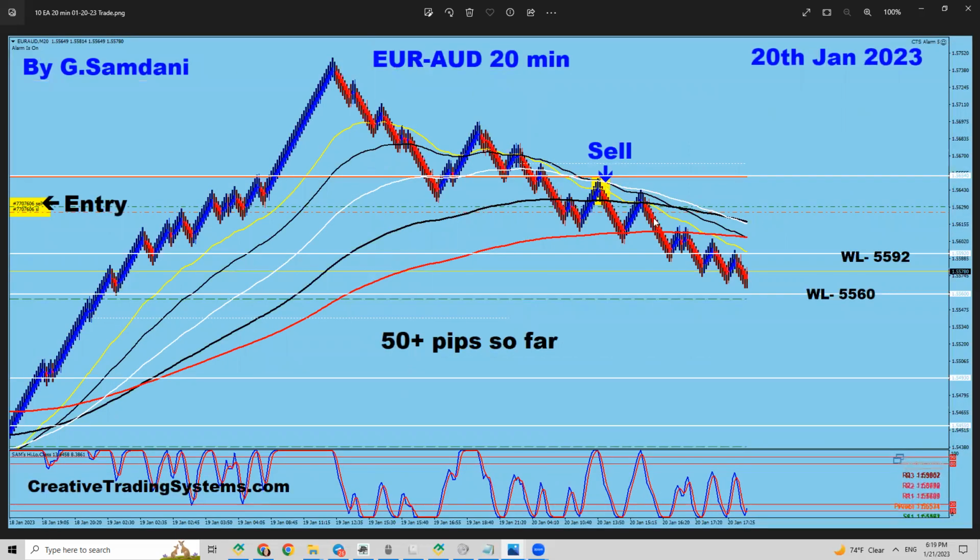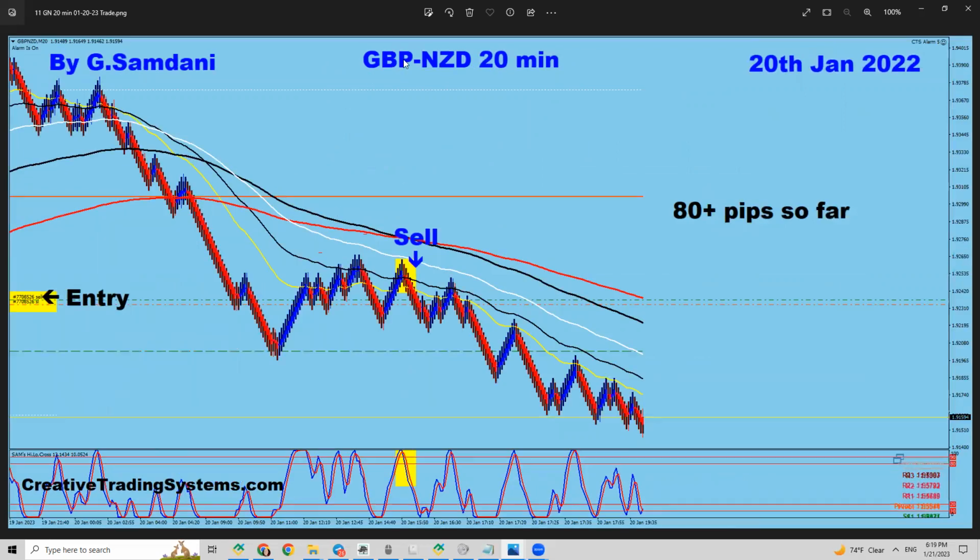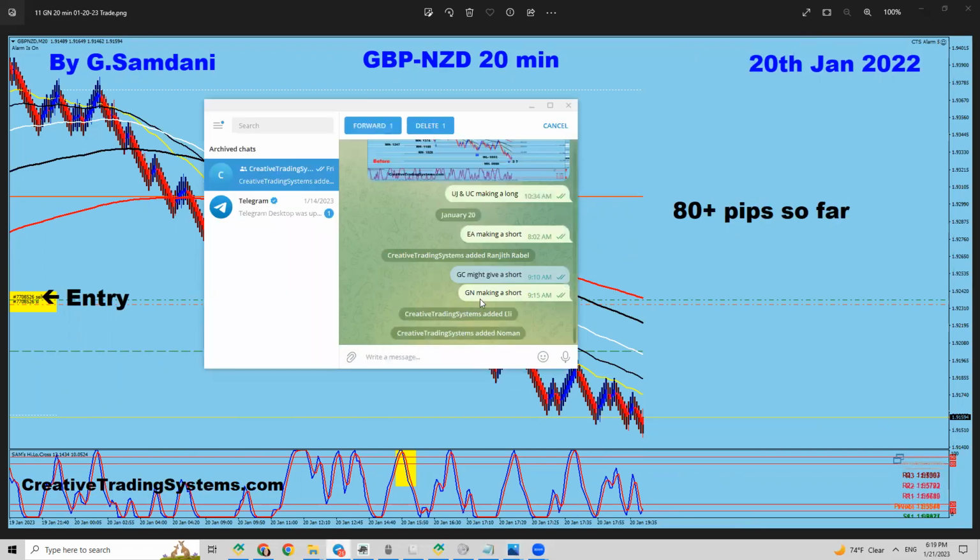Euro Aussie short here for 50 pip, and pound Aussie here for 80 pip short. Most of these trades I post on the Telegram, like pound Aussie making a short right there, 80 pip. EA you just saw making a short, that's 50 pip. UJ for 150 pip, right? So most of these trades are gone my way, and big trades.